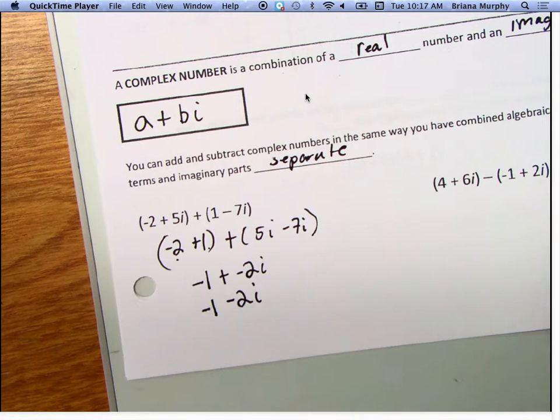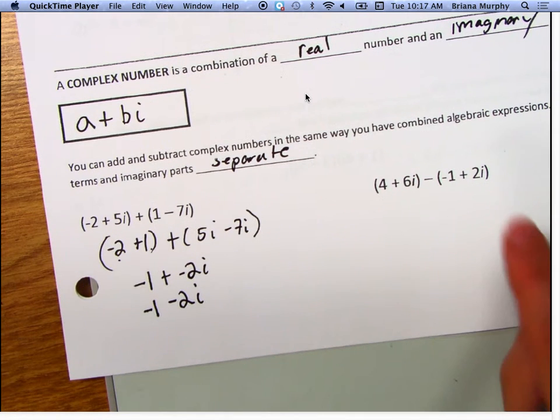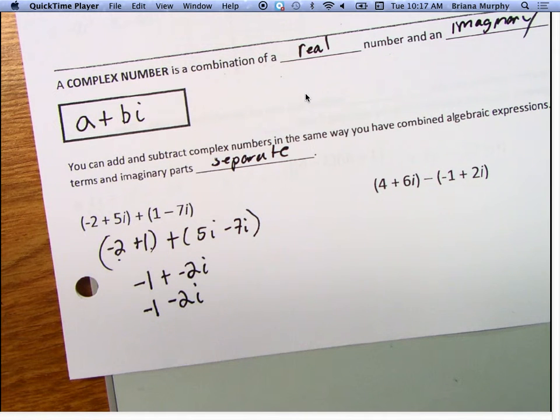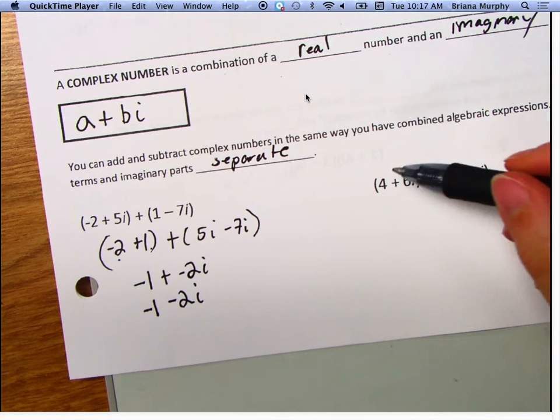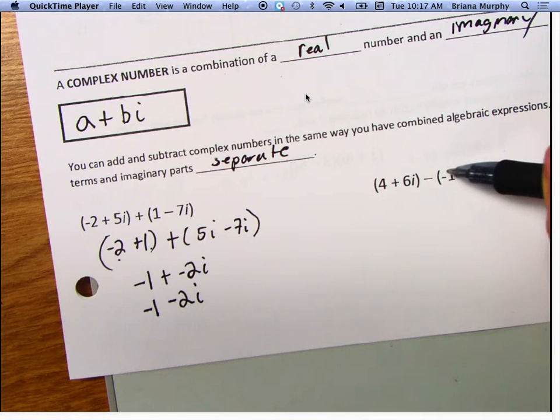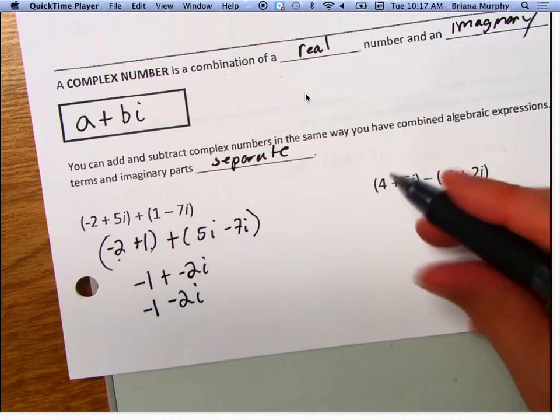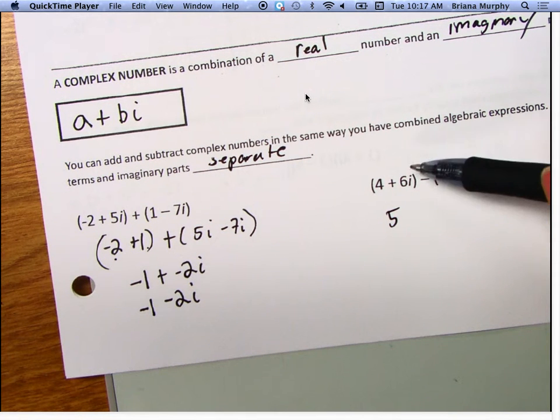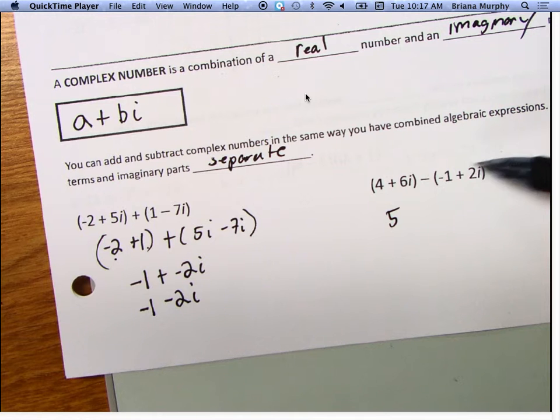All right, now this one's tricky. I stuck a negative in there. Okay? So I'm going to go 4 minus a negative 1, right? Which is really, so that's what? Okay? So far, so good. Now I'm going to go 6i minus 2i. Gives me 4i.